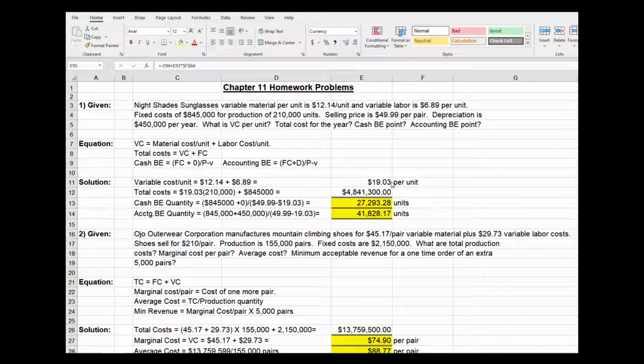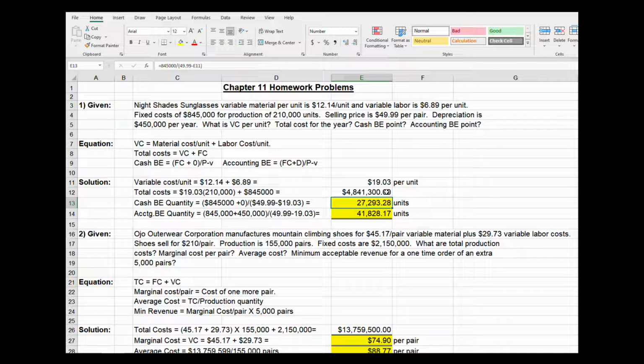So to solve for the variable cost per unit, I want to add the material cost plus the variable labor cost, and I get $12.14 plus $6.89 or $19.03 per unit. Remember here that units are important in every problem. Solution for total cost is $19.03, variable cost per unit, times 210,000 units plus $845,000 of fixed cost, and I get a total cost of $484,100.